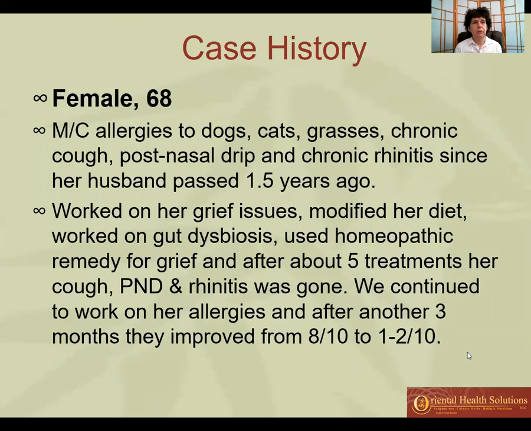And so what we did is we did a combination of herbs and acupuncture and also some functional medicine protocols. And we worked on her grief issues, and I modified her diet, and we did some supplements for her gut dysbiosis, and then used a homeopathic remedy for grief. And after a few sessions, her cough and postnasal drip and rhinitis were gone. And then we continued to work on her allergies, and after a few months, she had a significant improvement. So she was a happy camper.